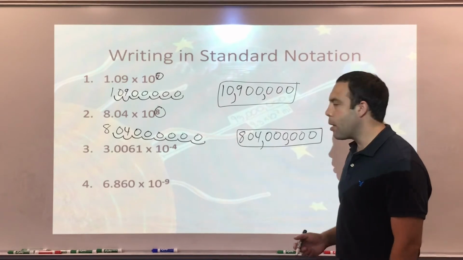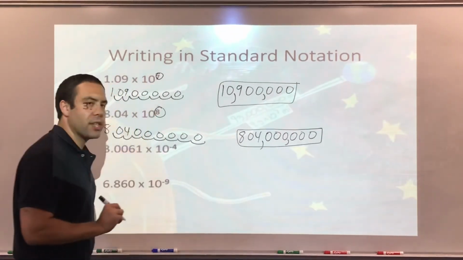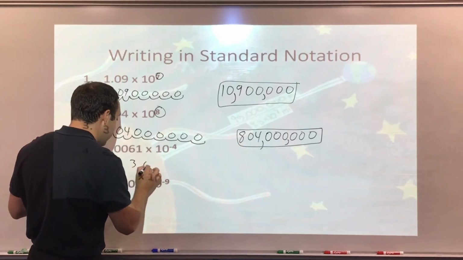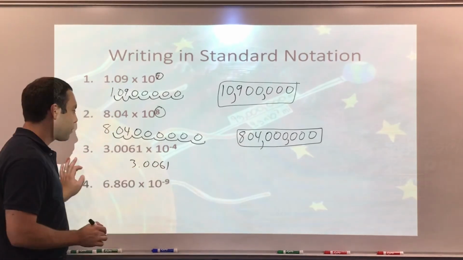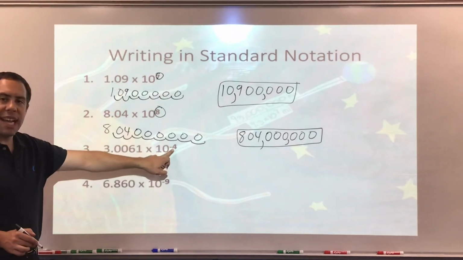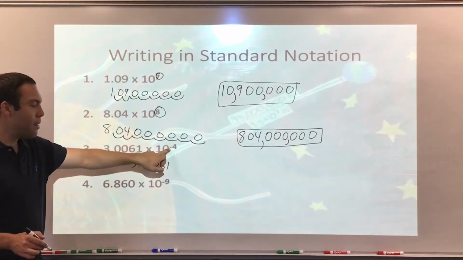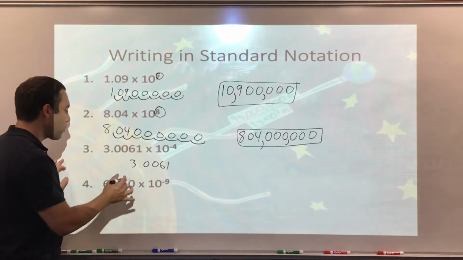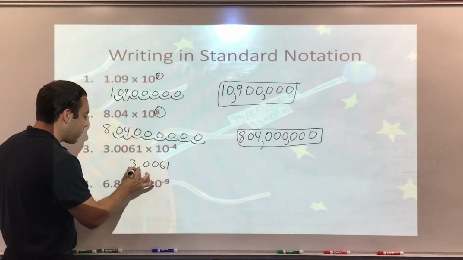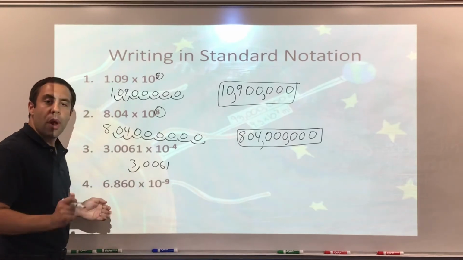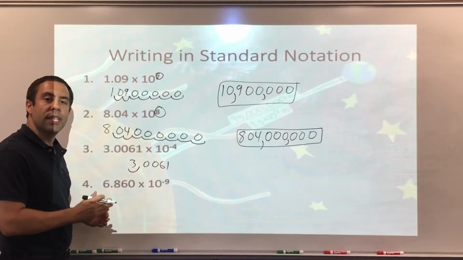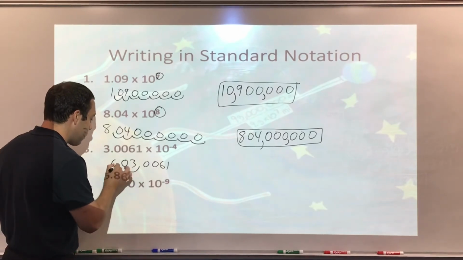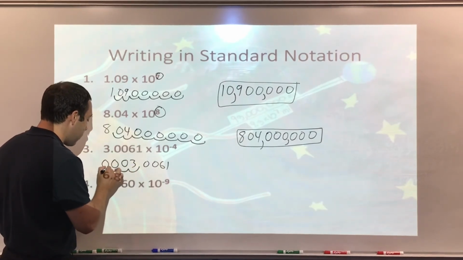Here, for problem number 3, we have a negative exponent. So when we write the number 3.0061, we're going to be moving the decimal point to the left. Negative value for the exponent, that's going to make a small number. We move it over once. We'd run out of numbers, but we could put zeros there to hold the place. 2, 3, 4.